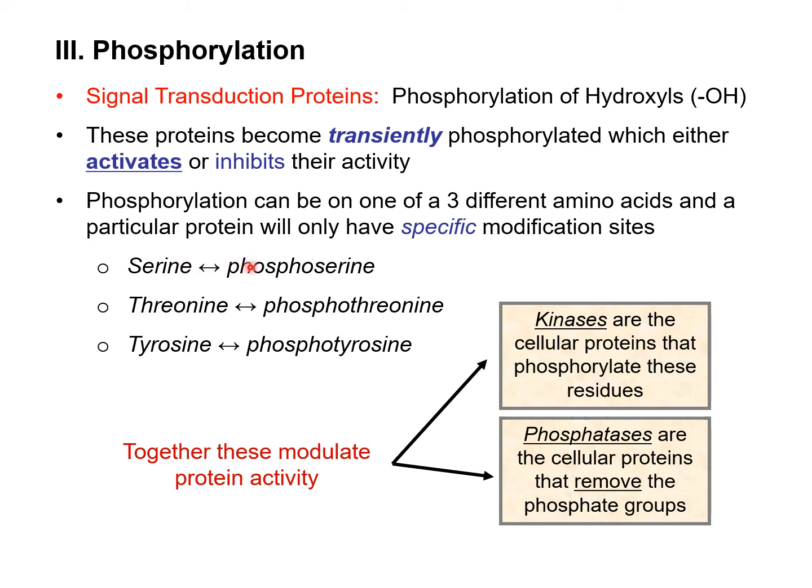And they can change basically to phosphoforms: phosphoserine, phosphothreonine, and so on. And together, these modulate the protein activity. And there are two different types of protein that are involved in phosphorylation: kinases and phosphatases. Kinases are the cellular proteins that phosphorylate these residues here, as opposed to phosphatases, which are the cellular proteins that remove the phosphate groups from the phosphorylated proteins.